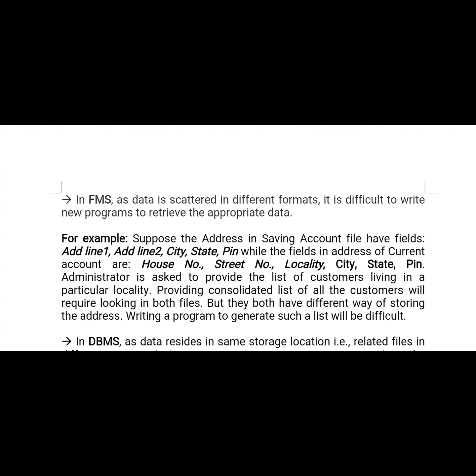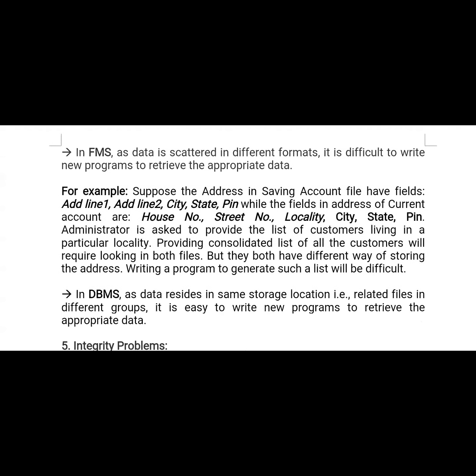Okay, for example, suppose the address in a saving account has 5 fields: address line 1, address line 2, city, state, pin. While the fields are address, state, pin, the administrator is asked to provide a list of customers living in a particular locality. Providing a consolidated list of the customers will require looking at both files, but they have different ways of storing the address. Writing a program to generate the list is difficult.